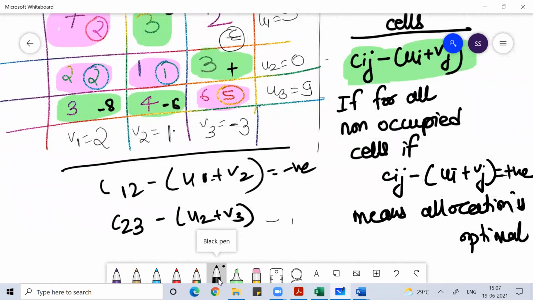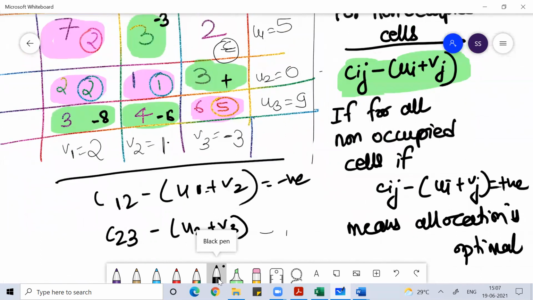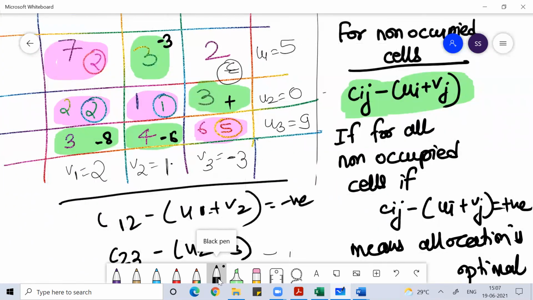You can see the maximum negative value is at A31. So we'll do the allocation of this first. Okay, the maximum negative value is at A31, so we'll do the allocation of this first. What you do when you do allocation: put your cursor here, and only go on occupied cells.